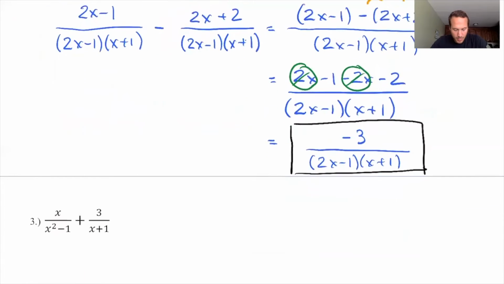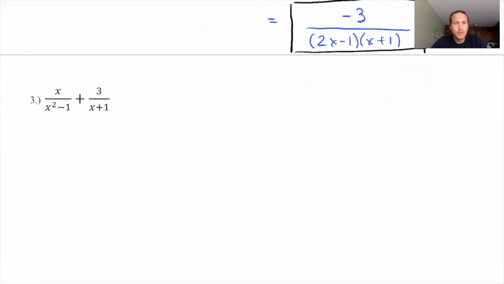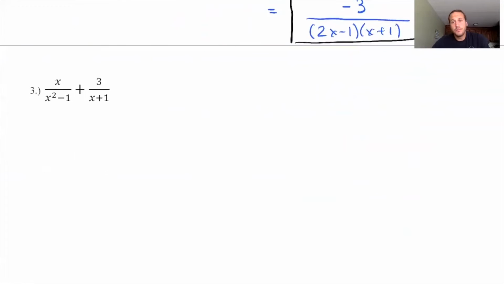I think we've got another practice problem here. So let's move along with that one. Now, this problem, again, I might have some trouble with it at the beginning if I just try to look at this as x and x squared minus 1 and then 3 over x plus 1. The issue is going to be that those denominators are not fully factored. So I'm going to actually start this problem by factoring this denominator.